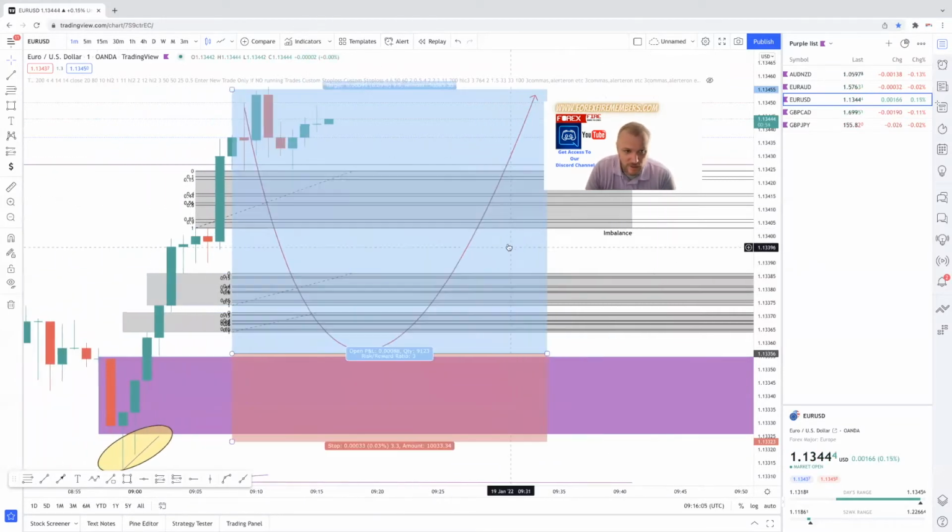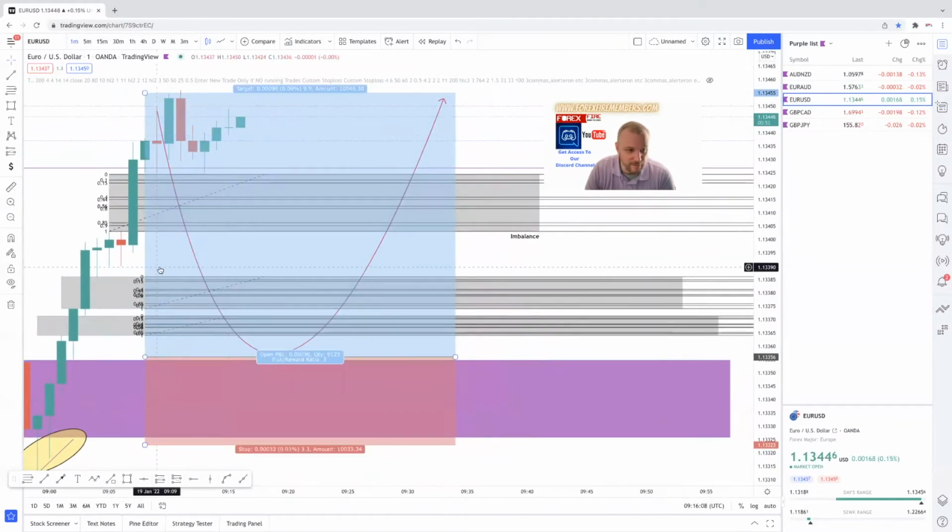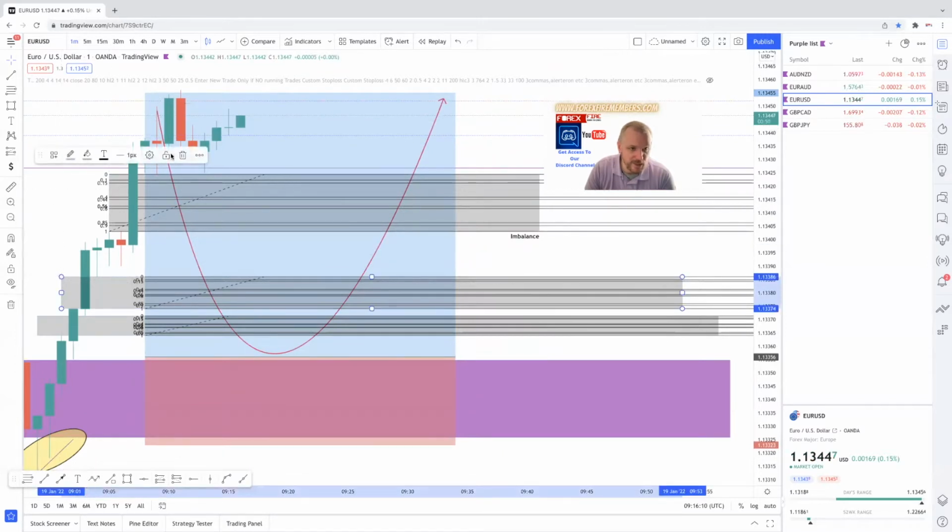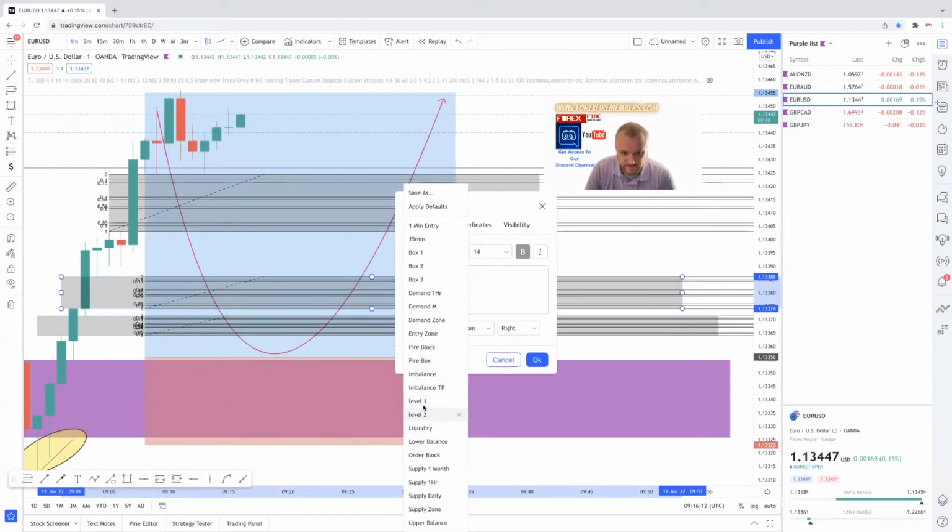But we'll pause the video. We'll see what happens with regards to these imbalance areas within price at the moment, the structure of price.